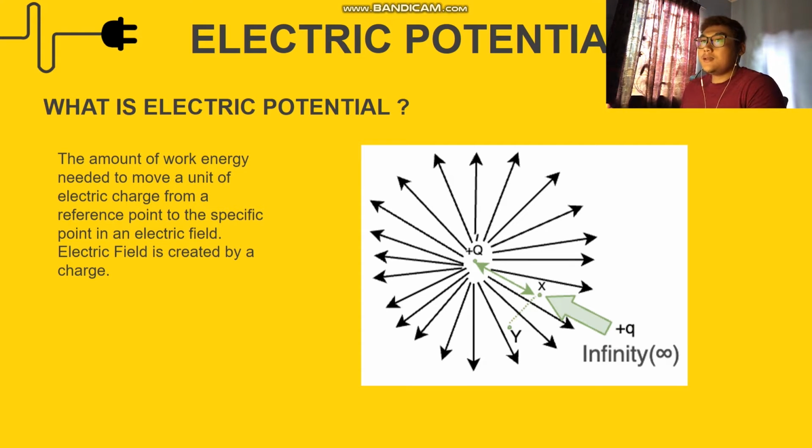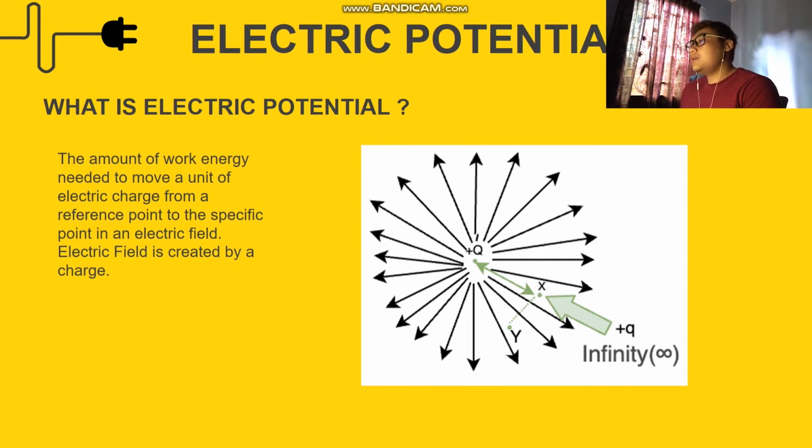Okay, first thing, what is electric potential? Electric potential is the amount of work energy needed to move a unit of electric charge from a reference point to a specific point in an electric field. An electric field is created by a charge. For example, let's say we have a charge here in the center. The charge will create an electric field around it. Inside the electric field, there is potential.